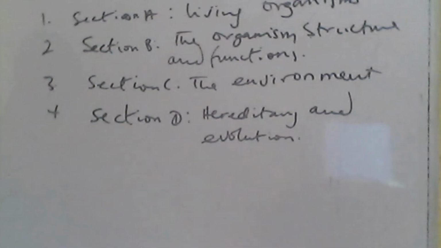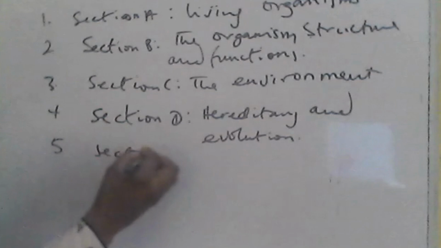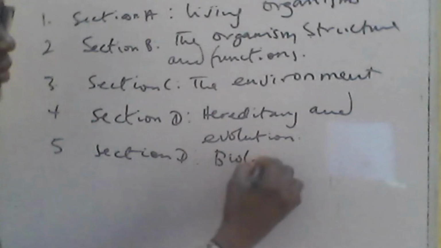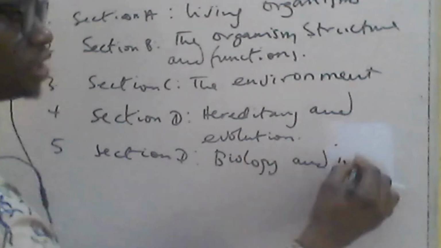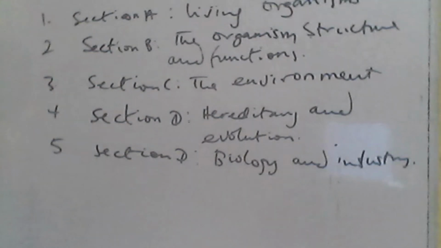Then section E, the final section of this broad classification of biology for grade 11, we'll be looking at biology and industry. Here we'll look at agricultural biology, biotechnology, we'll see biology in health and diseases, pathogens, immunity, first aid, and we'll be looking at pollution and conservation.